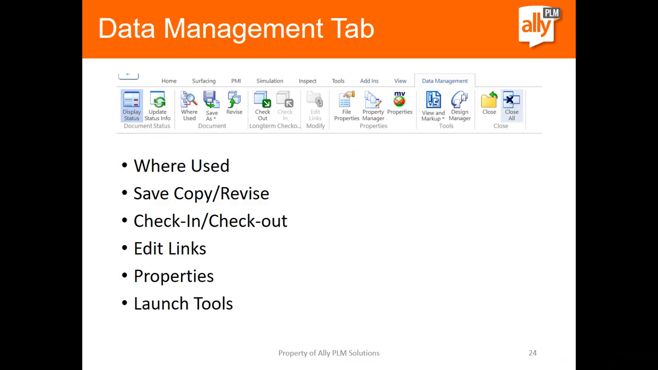So as I mentioned earlier, there are two ways in which we can use the built-in data management tools. The first being directly from the Solid Edge application with the new built-in data management tab that houses all of the features of the built-in data management. From this tab, we can perform a where used search for a component, save a copy or revise the part, check the item in and out to control when other users can make changes, and edit any links to other files. Also, we can view and edit the different properties or launch the file inside of View and Markup or Design Manager. Now let's have a look at performing these different operations inside of Solid Edge.